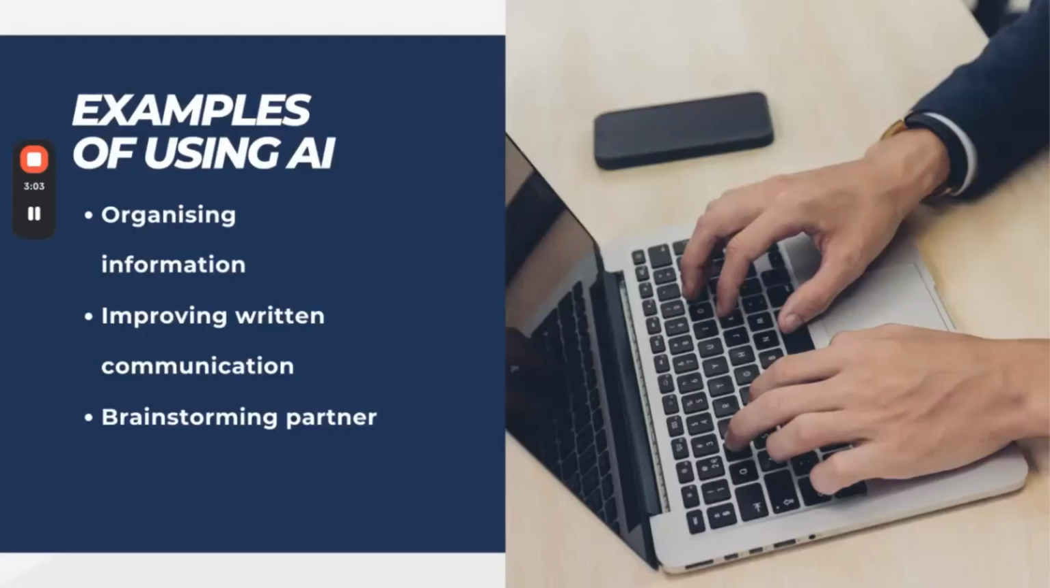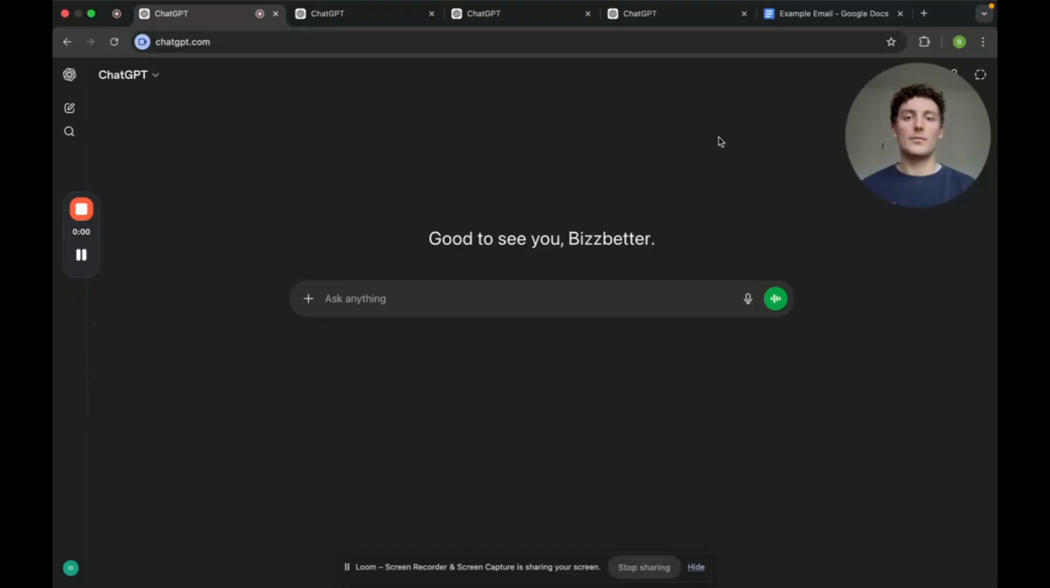So now that we know what AI actually is and which tools are out there, I'm going to translate this into a business setting, using some practical examples that can be easily used in any business, such as organizing information, improving written communication, and using AI as a brainstorming partner. Okay, let's go into a real business application.